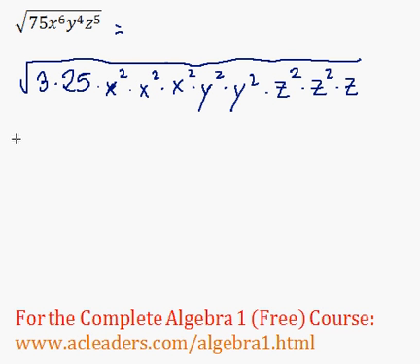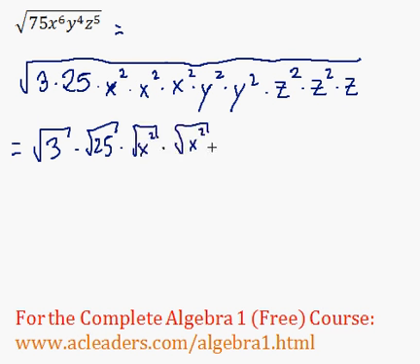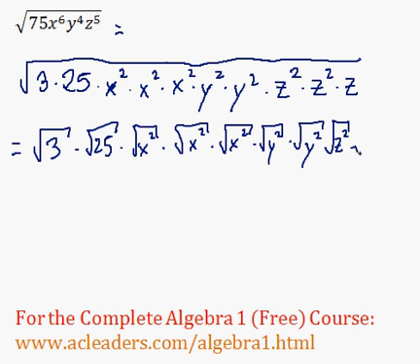Okay, now I'll just break everything down. Root 3 times root 25 times root x squared times root x squared times root x squared. I'm almost kind of regretting this system because it's just so long, but it's a nice way to just show things step by step. So root y squared times root y squared times root z squared times root z squared times the root of z.